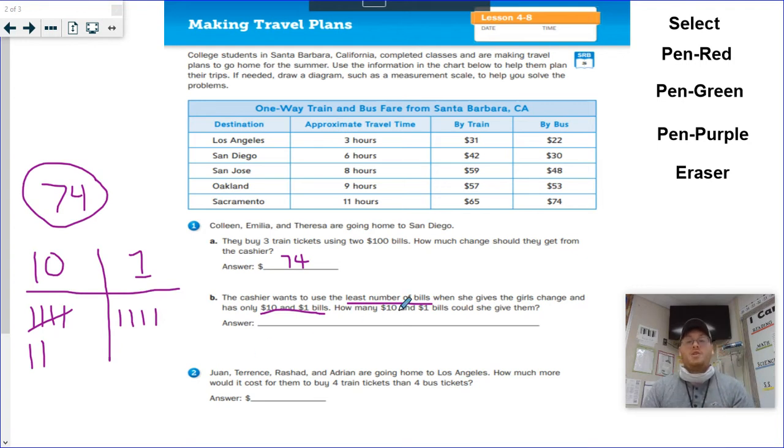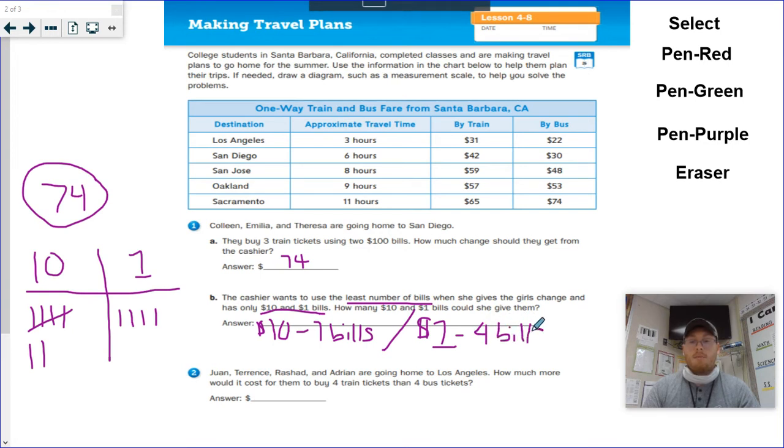All right. So what did my question ask me? How many $10 and $1 bills could she give them? All right. So $10, how many could she give? So for $10, she could give them 7 bills. And then for $1, she could give them what? 4 bills.